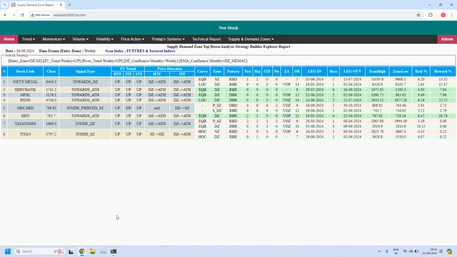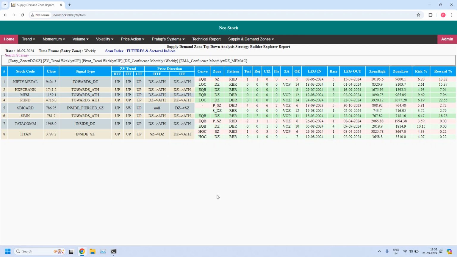See, now the list is further reduced to only 8. Now you can focus on these 8 and plan some kind of trade setups. You can fine tune to the daily time frame. That way you can find some DIT related setup stocks. Okay, this is about weekly demand zones having ITF confluence, that is monthly zone confluence, and also the monthly zone is having monthly EMA confluence.